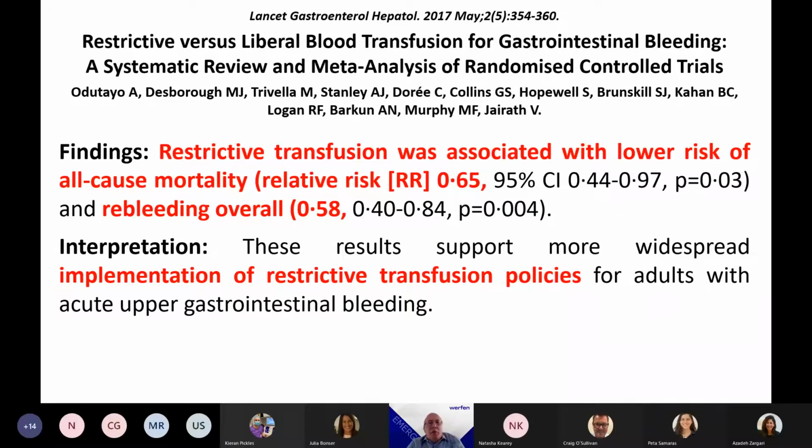And it's the same if we talk about fresh frozen plasma.